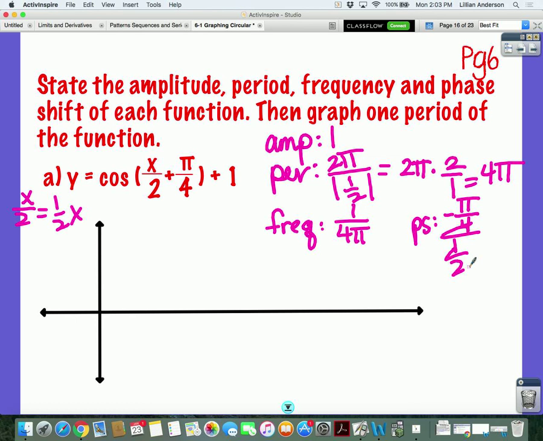Negative c over b. Sorry, like I said, my pen's been sticking together. So we'll do negative c divided by b, which can be simplified: keep, change, flip, and that is going to be negative pi over 2. It's our phase shift. If you notice, the b is on the inside, so this is when we have to use the formula. How do you find frequency? It's the reciprocal of the period.